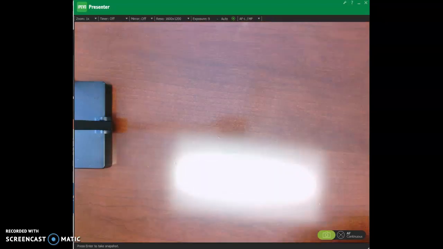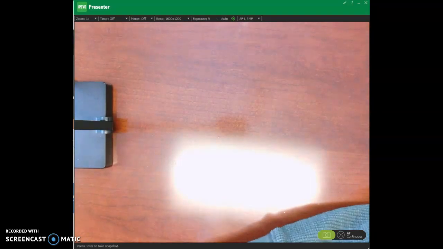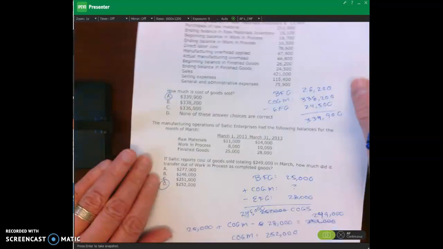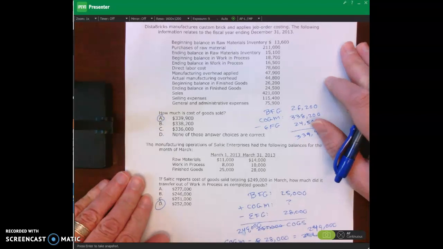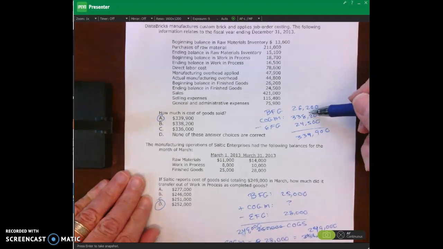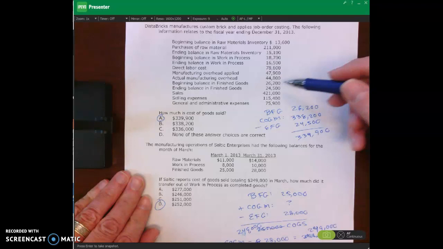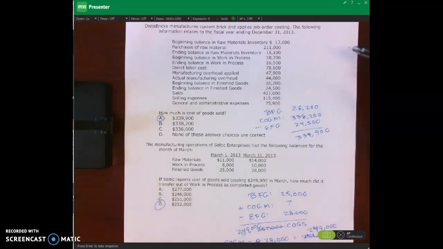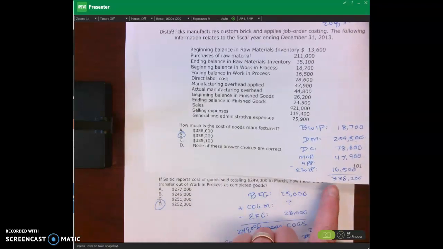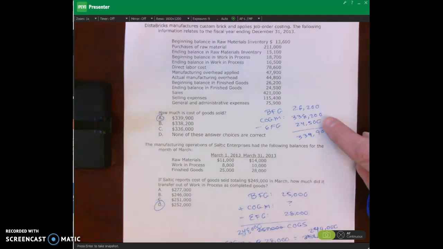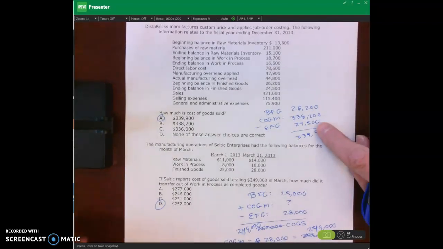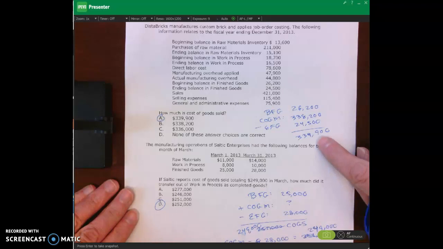So let's look at our next problem, which is calculating cost of goods sold. What is our cost of goods sold? So we take the cost of our beginning finished goods, which is given to us, plus our cost of goods manufactured, which we figured out on the prior page, 338,200, minus the cost of our ending finished goods, gives us our cost of goods sold of 339,900. A is the correct answer.